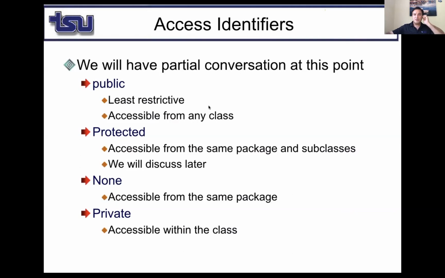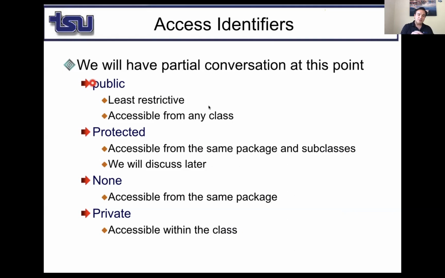Access identifiers. I'm going to talk about access identifiers. This is very important, but I'm not going to fully talk about it, because I'm going to talk about them fully when we discuss inheritance, subclasses, superclasses, and packages. We haven't discussed packages formally yet. I just say javax.swing is a package, but you don't know how to create your own packages yet, right? So once we understand creating packages, understanding inheritance and so on, we'll have a full conversation about it. But now I want you to understand with some partial conversation.